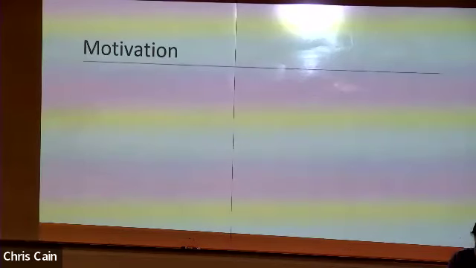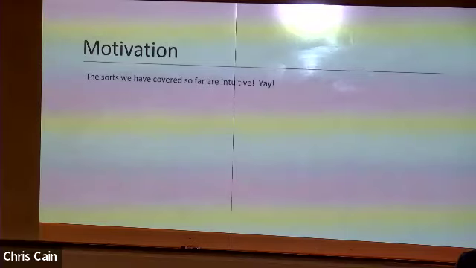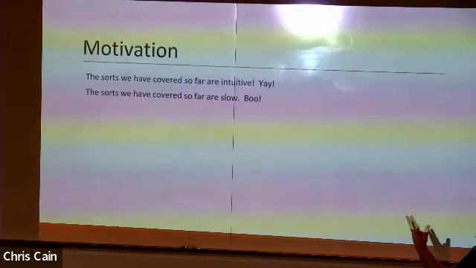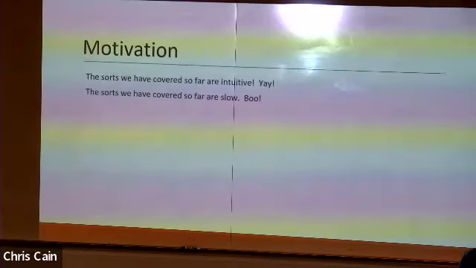All right, so I remember the mood I was in when I wrote this. The sorts we have covered so far are intuitive. Yay! The sorts we've covered so far are slow. Boo. So that is basically the entire motivation of introducing advanced sorts. This is always, or very frequently, a trade-off in computer science. Intuitive means slower. Faster means a little bit less intuitive. But you also get to start seeing the fun that we can have.